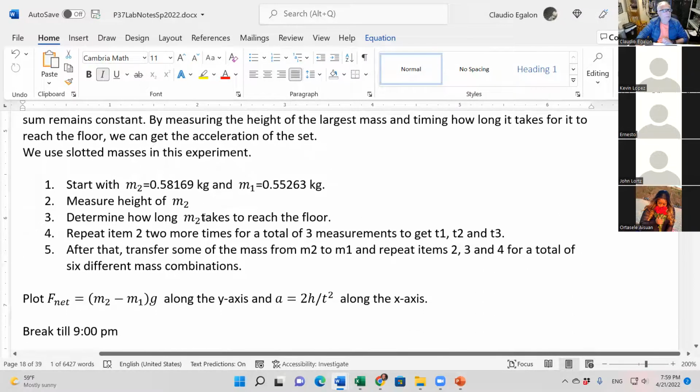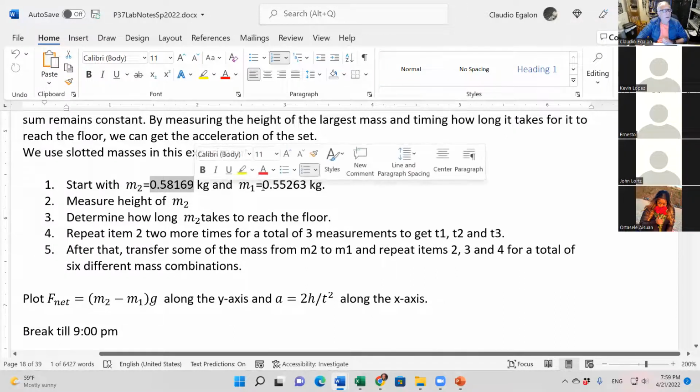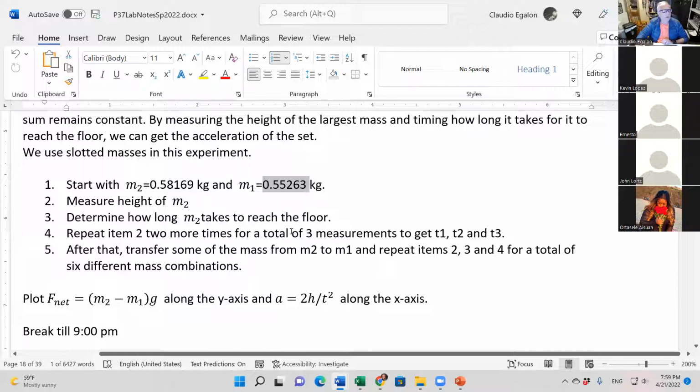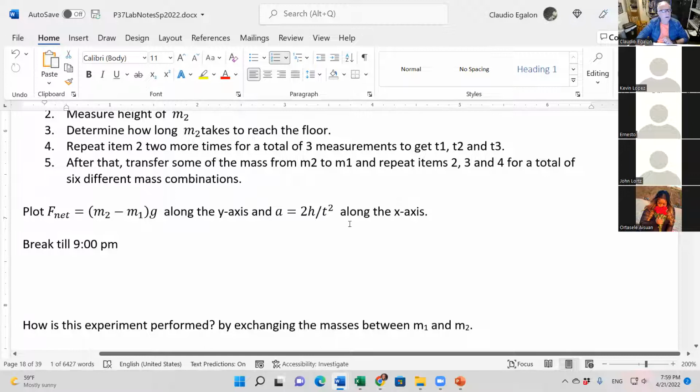In this experiment, we start with M2 at 581 grams and M1 at roughly 550 grams. Then little by little, I unload grams from M2 into M1. I get 2 grams here and put it there, another 2 grams and put it there. This one is decreasing, this one is increasing, so M2 minus M1 is going to decrease, which is the net force. And here we go. That's the acceleration.